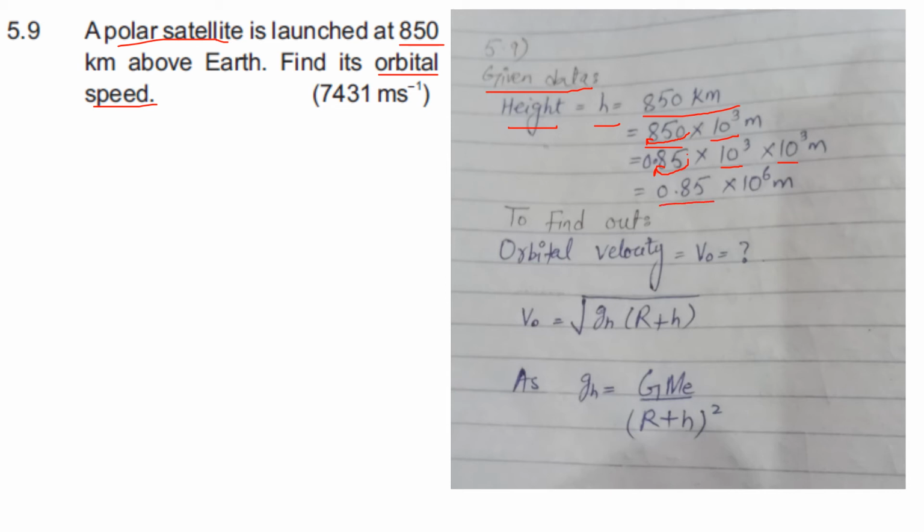0.85, and if we add this 3 and this 3, we get 10 raised to power 6 meter. So this is the height that is given in the problem, and we have to find out the orbital velocity, which we represent with v naught. The formula for orbital velocity or orbital speed is given by v naught is equal to under root gh into (R plus h). And what is the value of gh? gh is equal to capital G Me by (R plus h) whole square. This is the value of gh which we need in this problem.